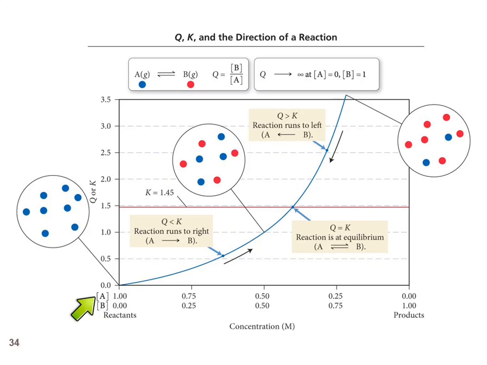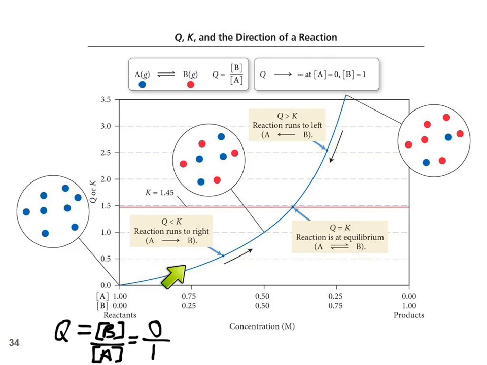If we're starting with 1 mole per liter of A and 0 of B, then what is Q? Q equals the concentration of B over the concentration of A, right? So that's going to be 0 divided by 1, which is 0. So here we see that Q is 0. All we have is reactant.